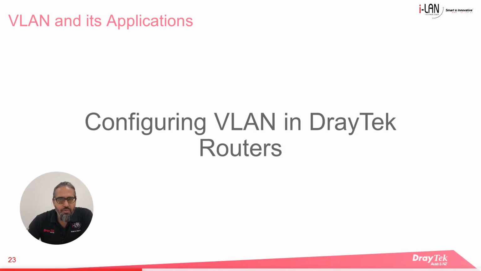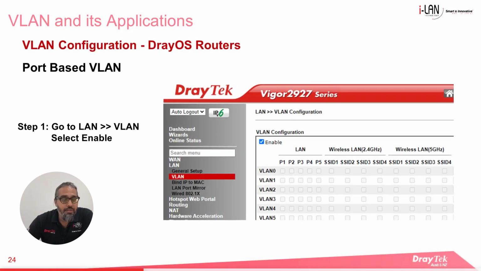I'll briefly show you the configuration steps to set up VLANs in DrayTek routers. We'll start with port-based VLANs. This applies to DrayOS routers such as the Vigor 2862 and Vigor 2927, as well as others. The steps involved are also covered in knowledge base articles that are available on our website.